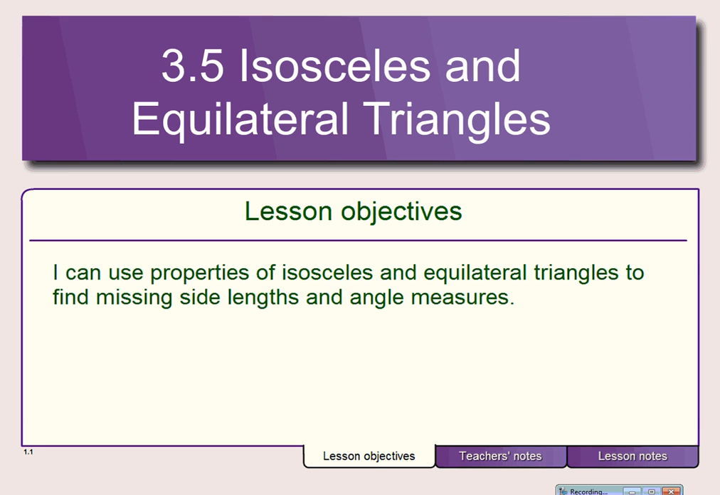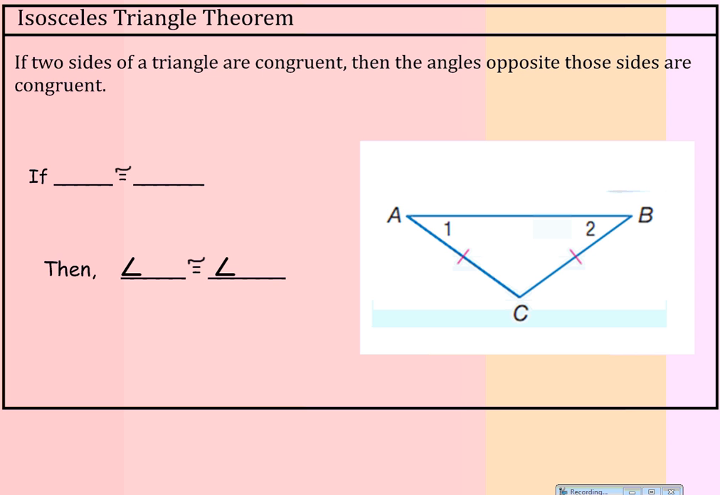All right, geometry guys, this is going to be 3.5, isosceles and equilateral triangles. Now remember, by definition, equilateral means all three sides are congruent. Isosceles means two of the sides are congruent.